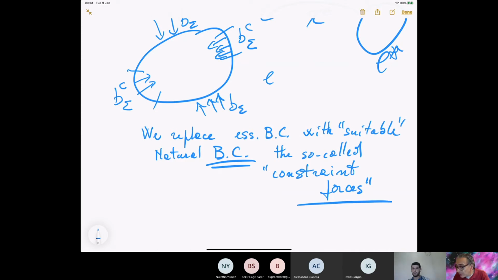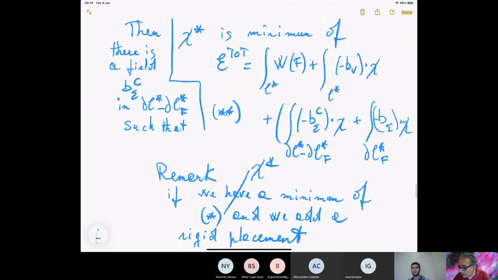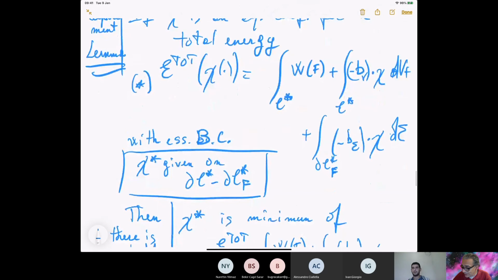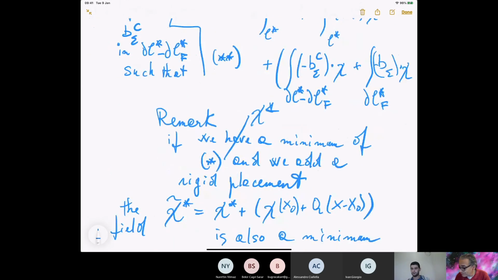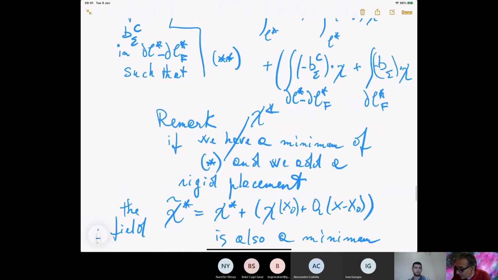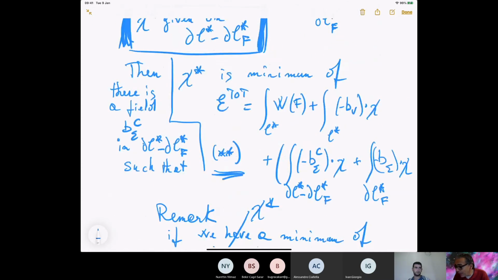Okay. And what we say is that modulo a rigid placement, so we can translate and rotate the body, the solution of the first problem, where you blocked a part of the boundary, which includes 3 points, so you block 3 points, can be replaced by this other problem, where only forces are applied on the boundary of your body, plus volume forces. Okay.